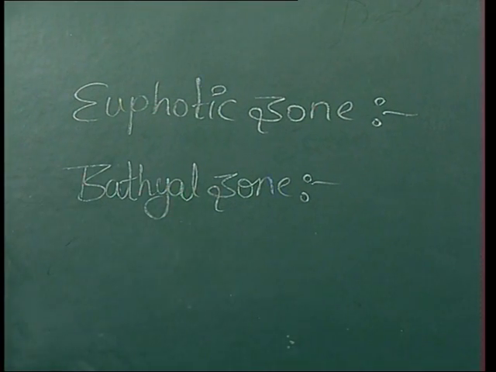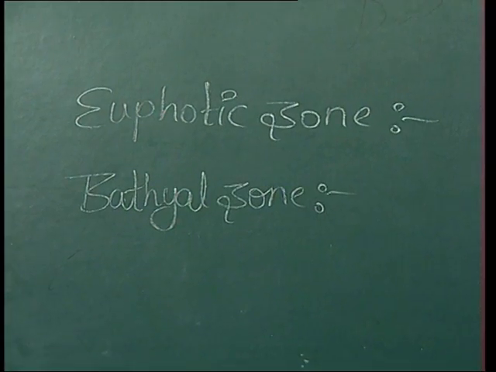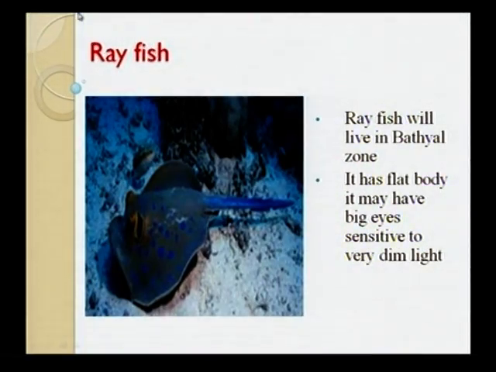Okay. So friends, once move to the slide. So friends, look here. What's this? Yes, this is a ray fish. So it has a flat body, right? And do you observe its eyes? It is big. It has big eyes sensitive to very dim light, right? So friends, all the animals which live in this bathyal zone share the same secret. This animal lives in the bathyal zone. Okay, do you get it?